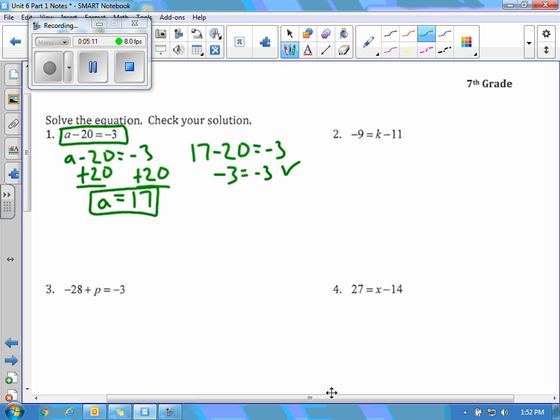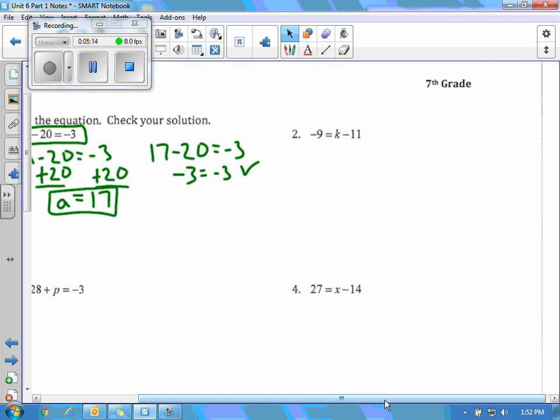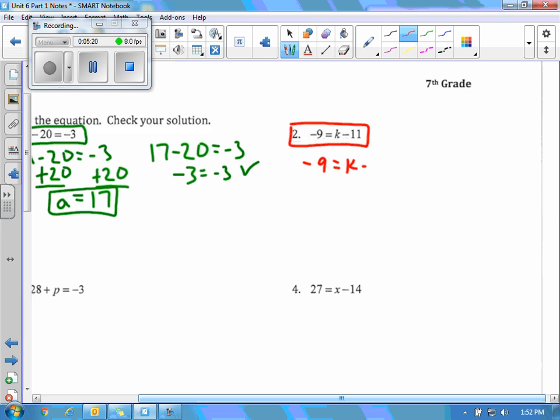Moving on to example number 2. Again, the first thing I want you to do is box and rewrite. So I have negative 9 equals k minus 11. I go to the right side because that's where the variable is.